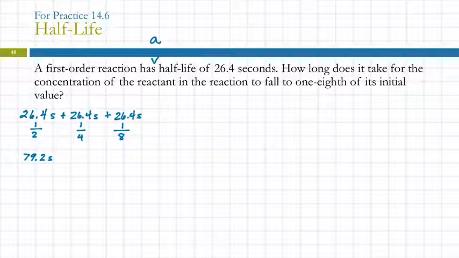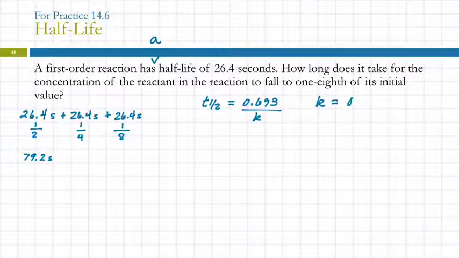So it's a first-order reaction. We know that T1/2 is equal to 0.693 over K. We don't know what K is, but we know what the half-life is. Can we calculate what K is? Yeah, we can. K is going to be equal to 0.693 divided by the half-life.